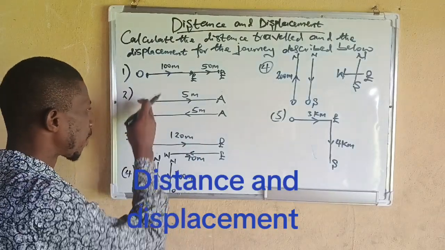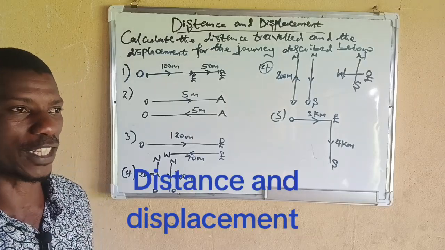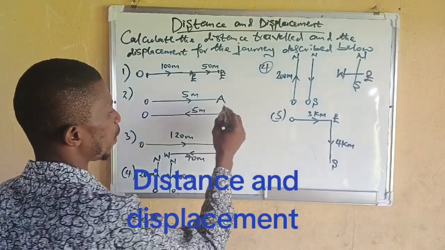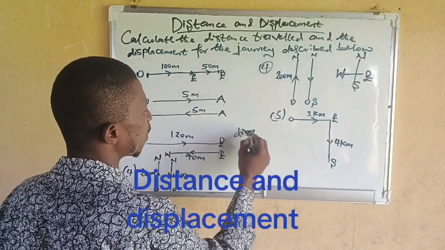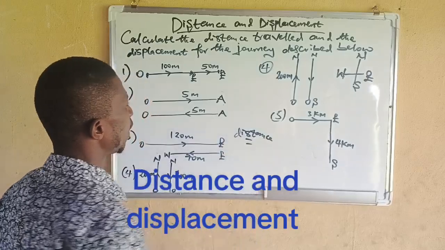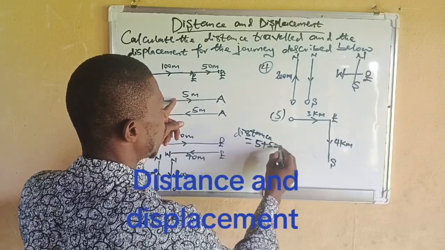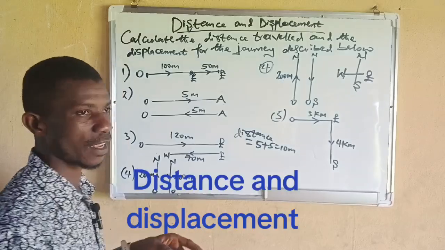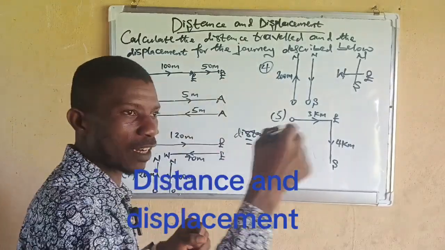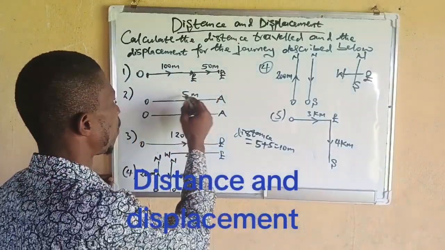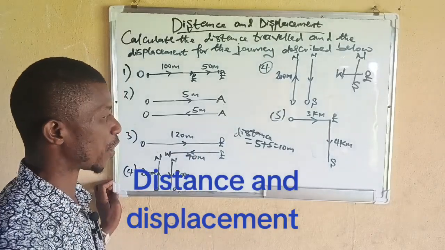It stops at the same point. How do we calculate the displacement? The distance in this case is going to be 5 plus 5, which is 10 meters. That is the distance, the total journey, the total length of the path traveled by the body. That is going to be 5 plus 5. That will give you what?